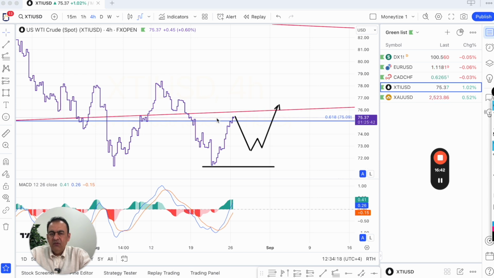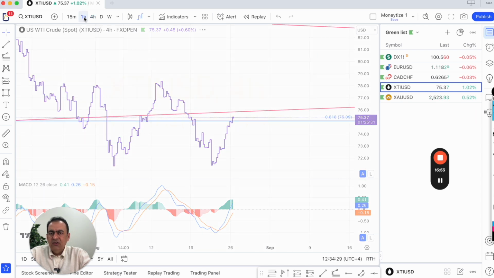I cannot apply Fib retracement at the moment because the B point is not yet done. So we just have the starting point, that is A, but the B point is missing here. Moving down to the 1-hourly chart.